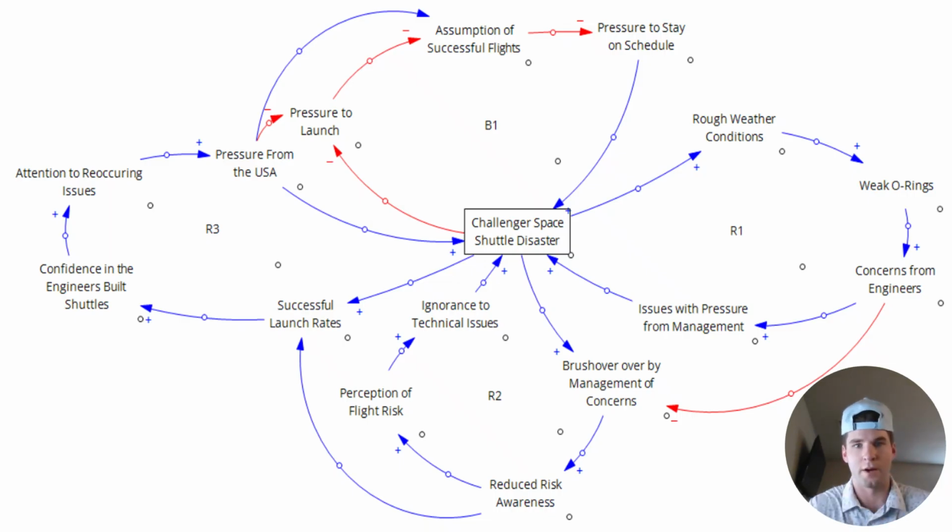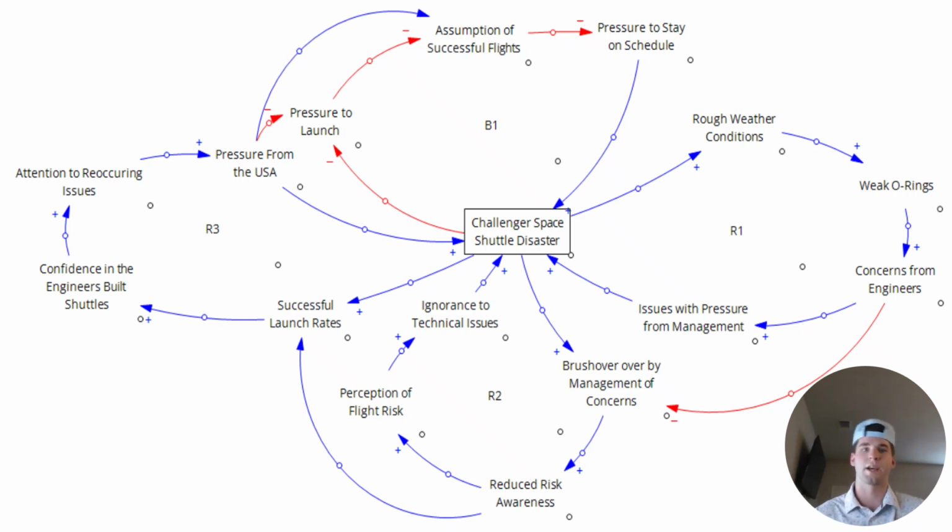As we start off, our B1 goes to pressure to launch, and they're getting pressure to launch because everyone around them is pushing to get up into space, the space race with the Soviets. And in this balancing loop, after pressure to launch, it goes to the assumption of successful flights, which they were, but there were also problems with the O-rings and technical difficulties they couldn't really explain at the time. But this also pushed it to pressure to stay on the schedule.